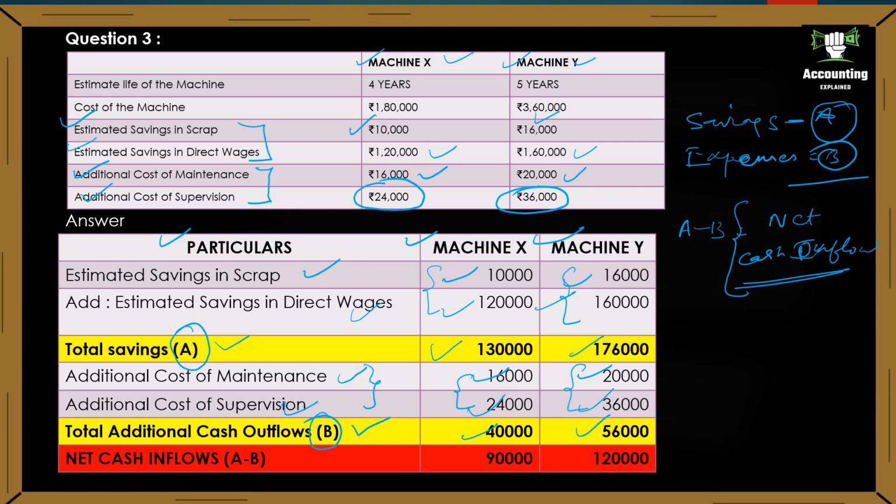Now we have to calculate total cash inflows, A minus B. 1,30,000 minus 40,000 is 90,000 for X, and 1,76,000 minus 56,000 is 1,20,000 for Y.